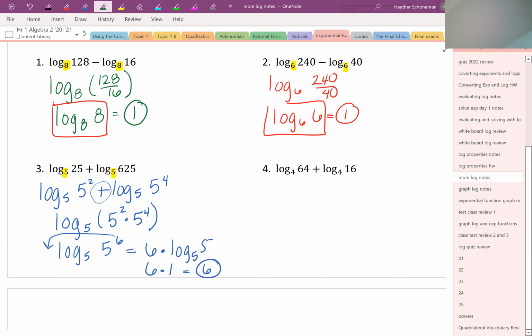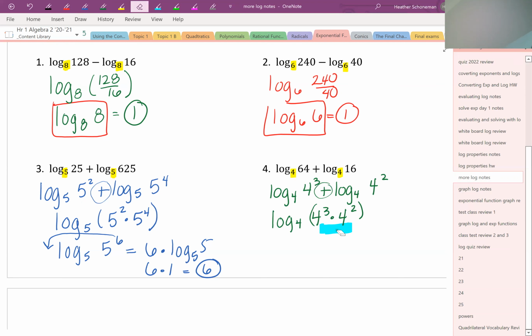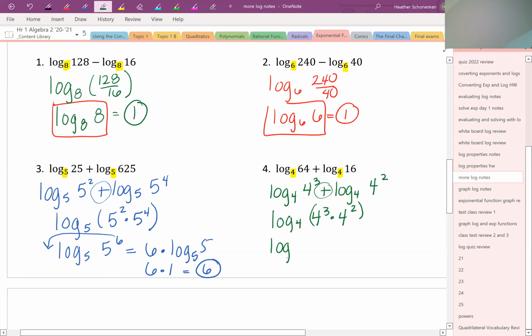Okay, let's try another one of these. So we're going to look at the base. We want everything to have base of 4, and we can do that with 64 and 16. So I can have log base 4 instead of 64, I can do 4 cubed. And I can have log base 4 instead of 16, I can have 4 squared. Because of this plus, I can combine them into one log by multiplying them. So this is going to be log base 4 of 4 cubed times 4 squared. But remember, if you're multiplying with the same base, you add the exponents. So when I rewrite that, I'm going to have log base 4 of 4 to the 5th.